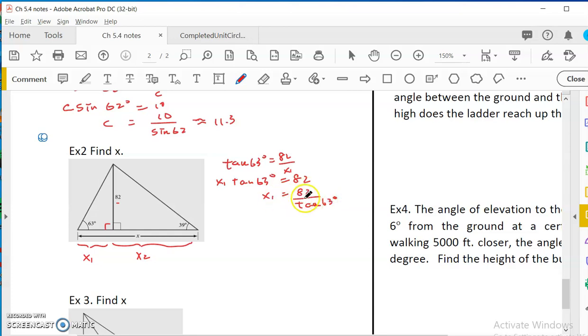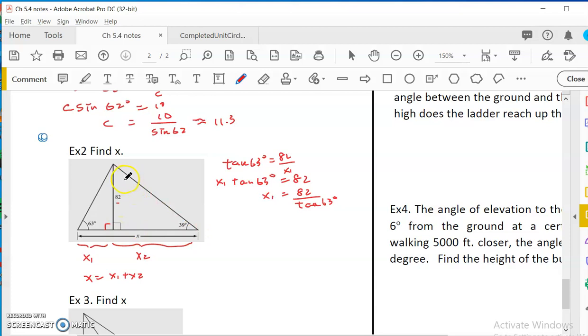So we don't need to calculate it yet because our ultimate goal is to find x, which is x1 plus x2. So maybe I'll write it here. X is x1 plus x2. So if we can find what the expression is for x1, then we can do it at the end. So what is x2? X2 would be this part.